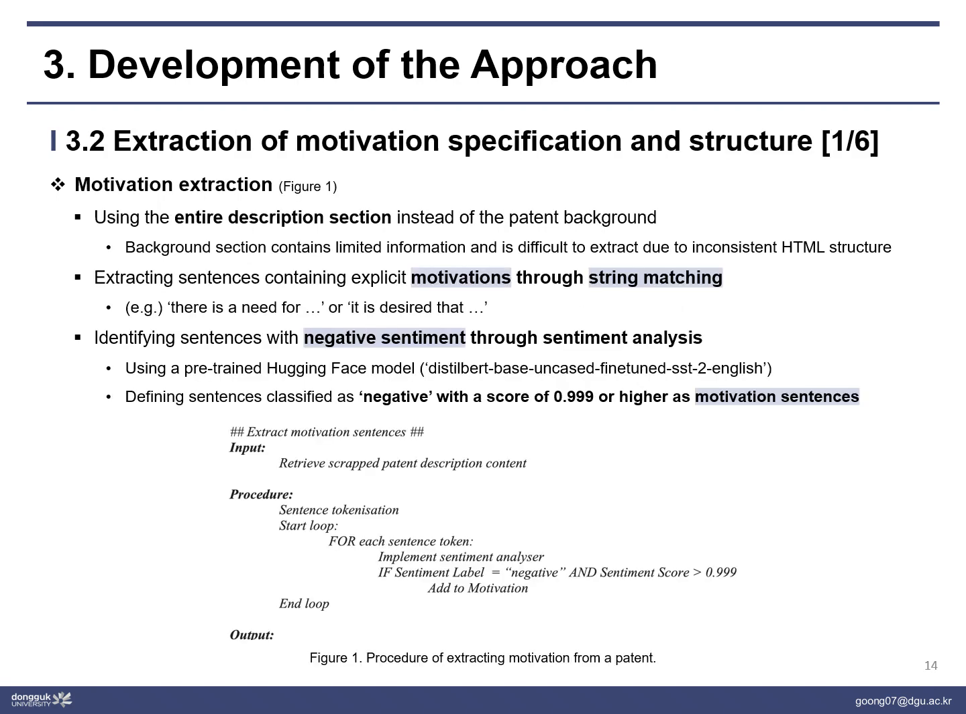The motivation is extracted using the full description section of the patent. Sentences that clearly contain motivation are extracted through string matching. After that, sentences with negative sentiment are identified through sentiment analysis. At this time, sentences classified as negative with a score of 0.9 or higher are defined as motivation sentences.